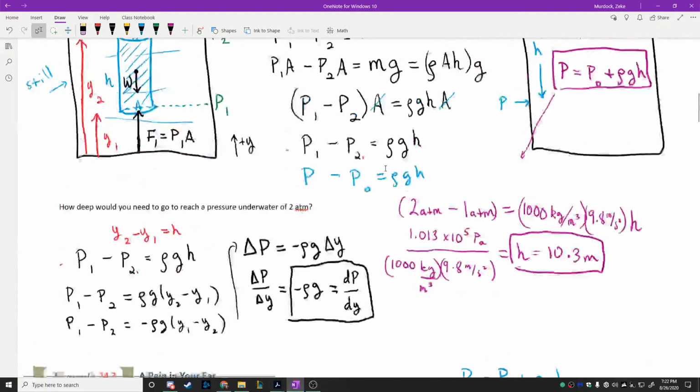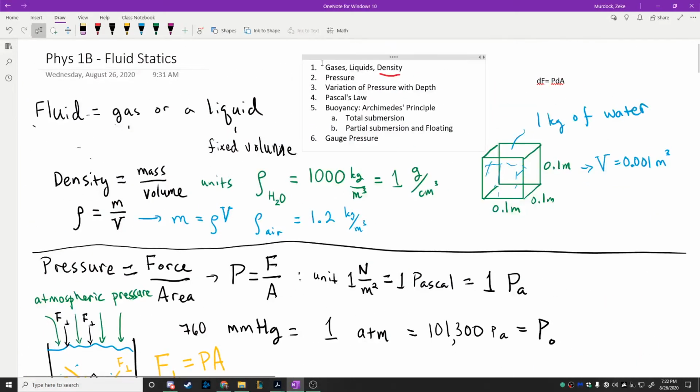The rest of tonight's lecture is going to be about buoyancy. So we've gotten through number 1, 2, 3, and 4.